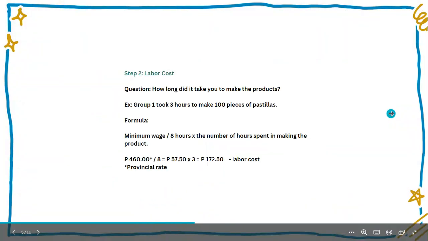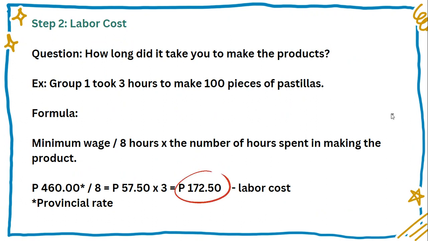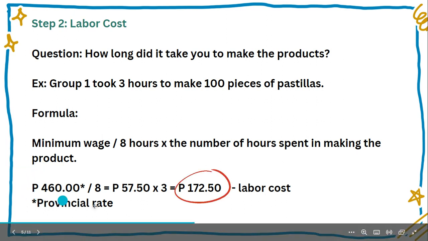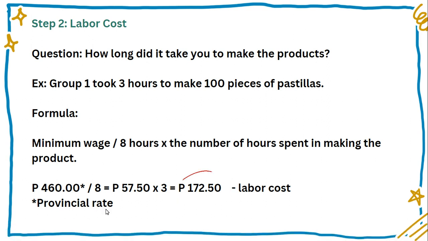Again, for the first step, you're just going to add all of these. Moving forward, step two is computing labor costs. The question that we are going to consider in computing labor costs is how long did it take you to make the products? Example, group 1 took 3 hours to make 100 pieces of pastillas. So the formula here is minimum wage divided by 8 hours times the number of hours spent in making the product. We have here 160 pesos because that is the provincial rate. We're here in the province and the provincial rate is 160 pesos.